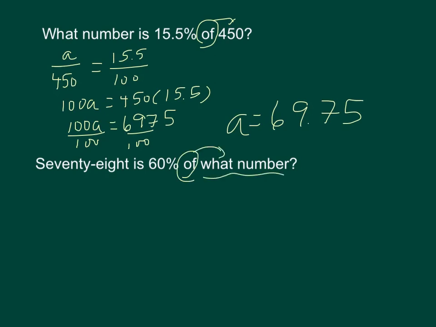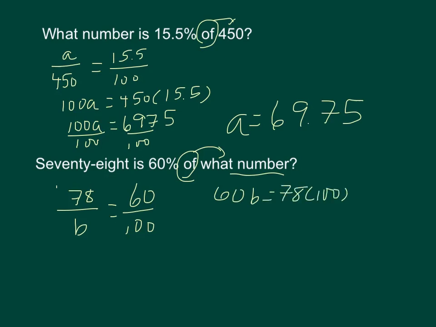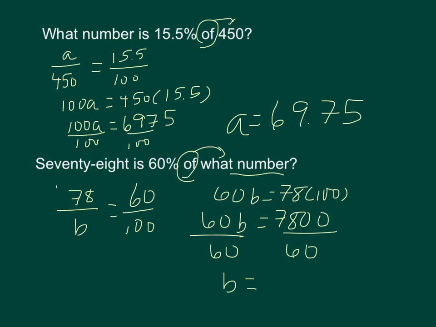So that's going to be my variable. So, okay, so I'm going to put 78 over B, because I don't know my whole part, equals 60 over 100. So 60B equals 78 times 100. So 60B equals 7,800. Divide both sides by 60, and B equals 130.